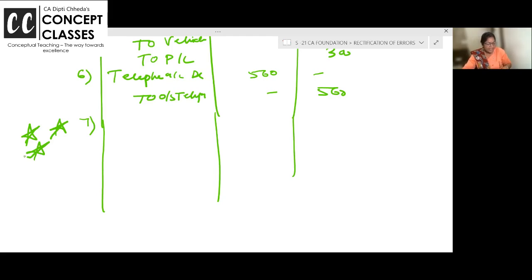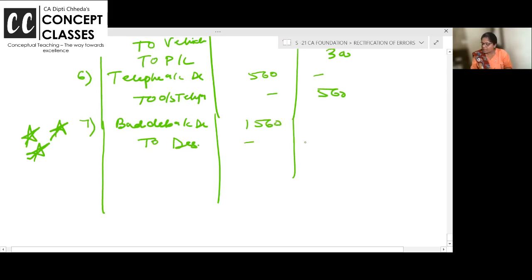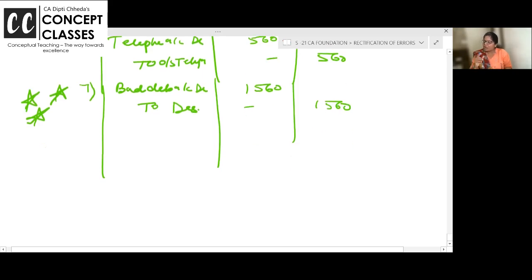So there are 2-3 entries here. First one, bad debt of 1560 had not been written off. So you write off the bad debt. What is the entry for the bad debt? Bad debt account debit to debtors or trade receivables 1560. You didn't record this entry. Now record it.